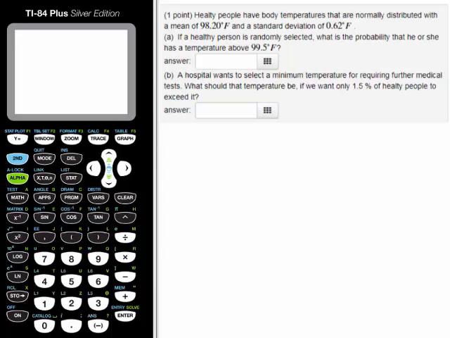Let's see how to answer this question using the pre-built-in calculator function for the normal distribution. As you read through the problem, the first thing that lets you know you'll need the normal distribution is this little bit about how it's normally distributed. Then we'll need to identify the mean of the distribution and the standard deviation. So for all of this problem, we have a mean mu of 98.20 and a standard deviation sigma of 0.62.